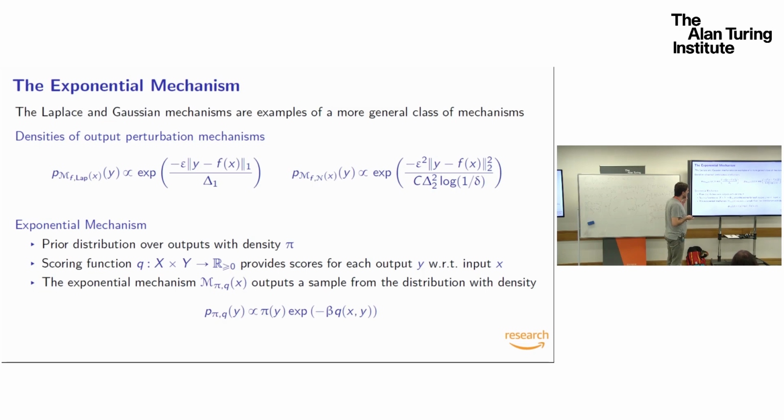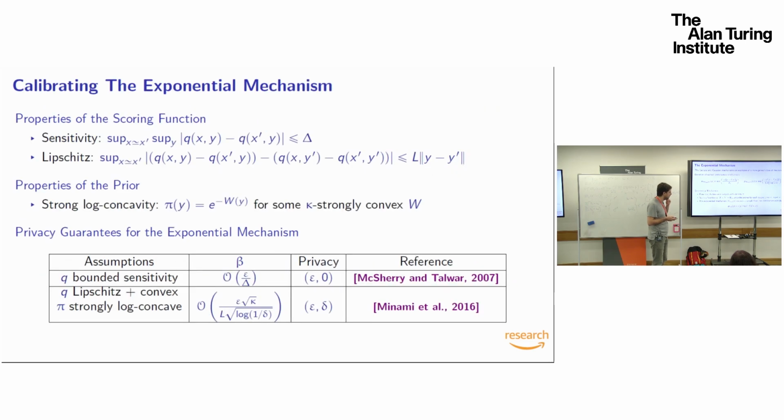So as an interesting exercise, you can try to apply the Minami et al. result to show that the exponential mechanism is epsilon delta differentially private. I think it's a fun exercise.